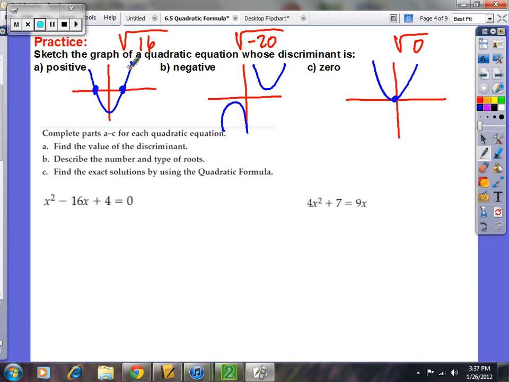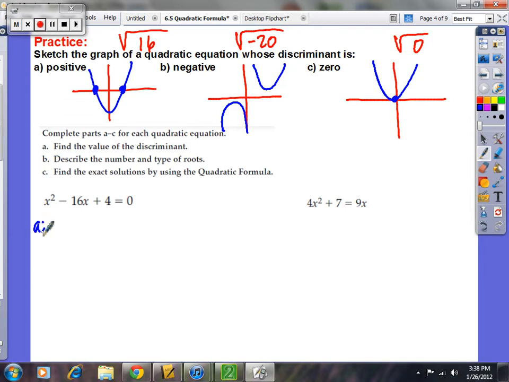So your worksheet has problems just like these. And you've got 3 sets of instructions. A, you need to find the discriminant. B, determine the number and type of roots that your equation is going to give you, and then C, find those roots. So let's look at this first guy. X squared minus 16x plus 4 equals 0.